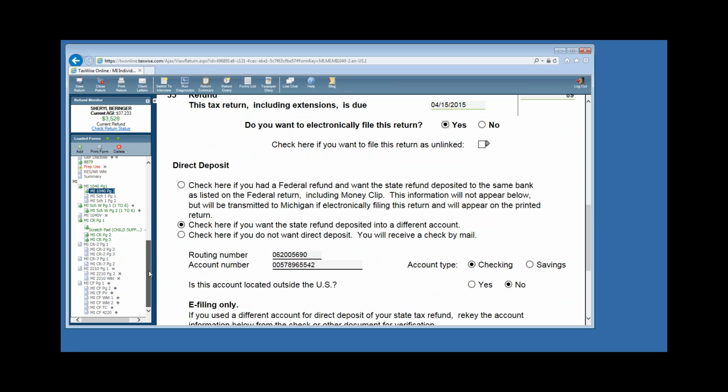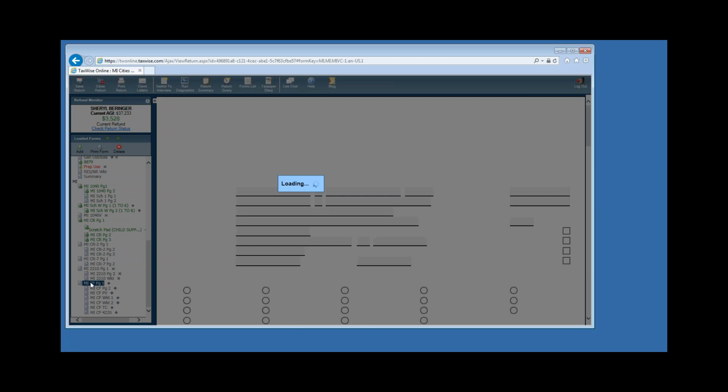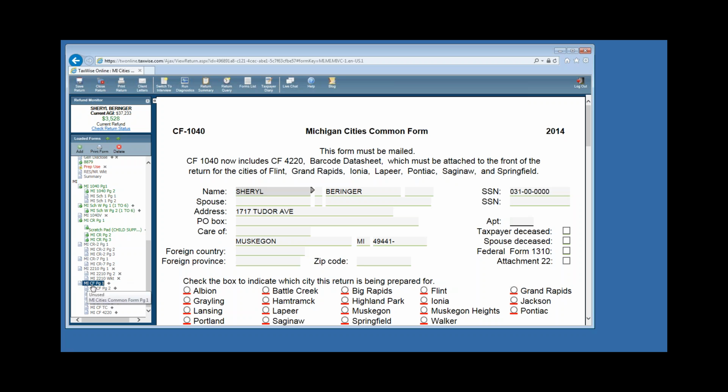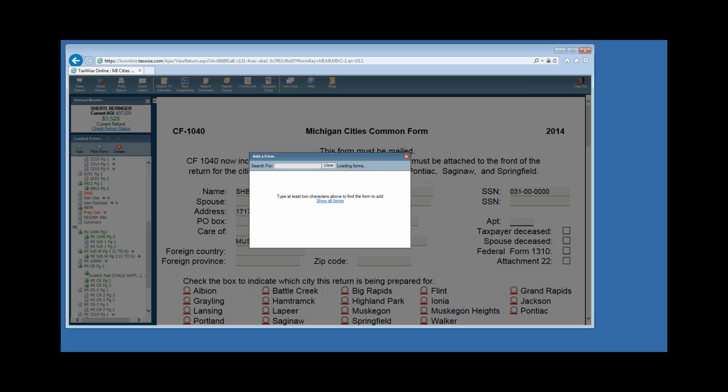Lastly, we just have a little bit of the city information to go through. Again, this isn't going to highlight necessarily because we have to input the information. But the Michigan city returns are located on what's called the Michigan Common Form City Form. So you'll see right here it says Michigan CF, page 1. If for some reason it's not showing up, you can add it. You can add any form to this tree. If you just hit add, you can just write CF for common form and it pops right up.